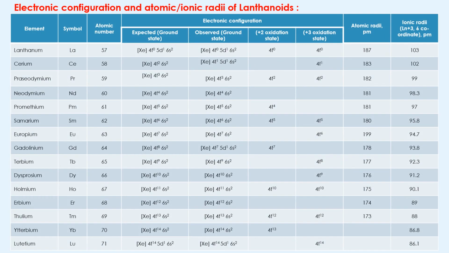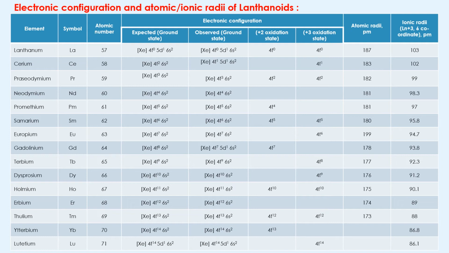Now see this diagram, see this table. In this, the elements are lanthanum, cerium, then praseodymium, neodymium, promethium, samarium, europium, gadolinium, terbium, dysprosium, holmium, erbium, thulium, ytterbium and lutetium. There is a symbol for each of them, and you have to remember that: Dy means what, Tb means what.